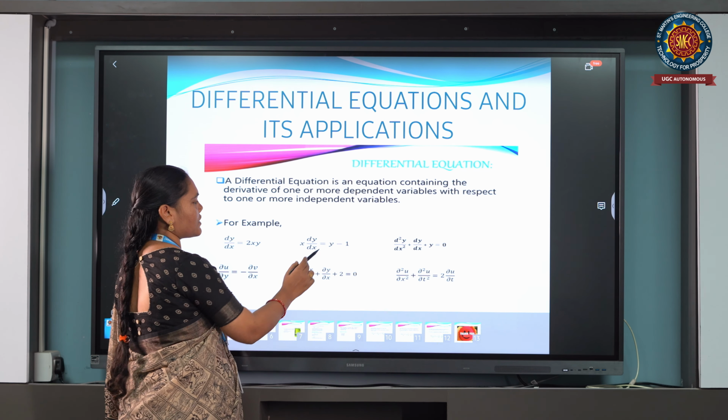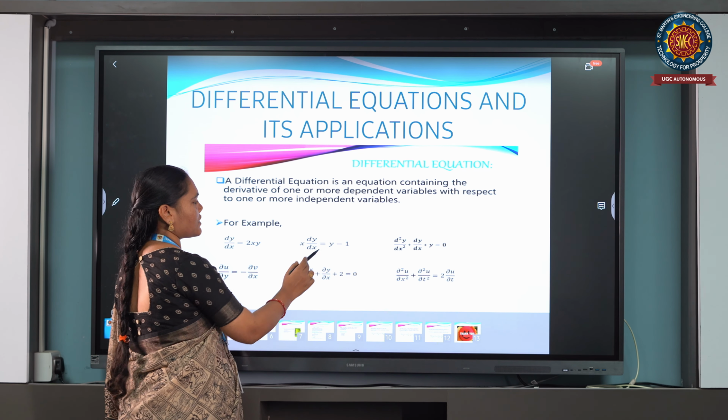Now the second example, d cube y by dx cube plus dy by dx whole to the power of 4 plus 6y is equal to 3. In this example, the highest order derivative is 3 and its power is 1, so we say the degree of this equation is 1. Next example, d square y by dx square whole cube plus dy by dx whole to the power of 5 plus 3 is equal to 0. In this differential equation, the degree is 3. So this is about the degree of a differential equation.